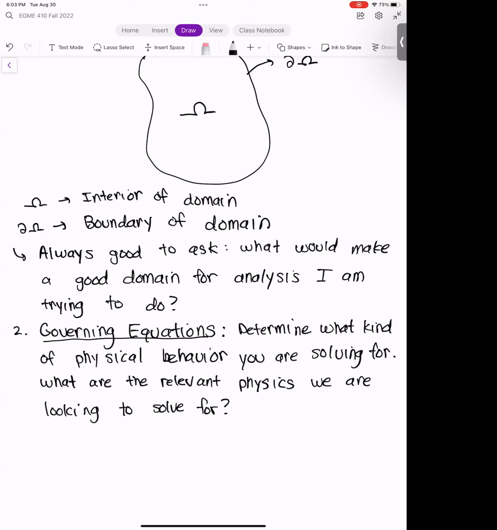And so you have to think about, is this going to be a structural problem? Is this going to be a thermal problem? Is this going to be a fluids problem, right? And so these are all important questions that you have to ask. Questions that at this time you might think are obvious, but it is really important. Okay.